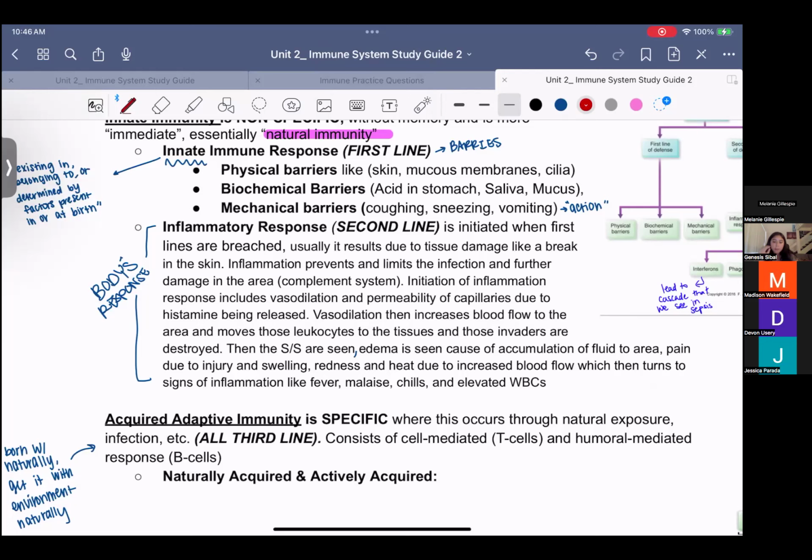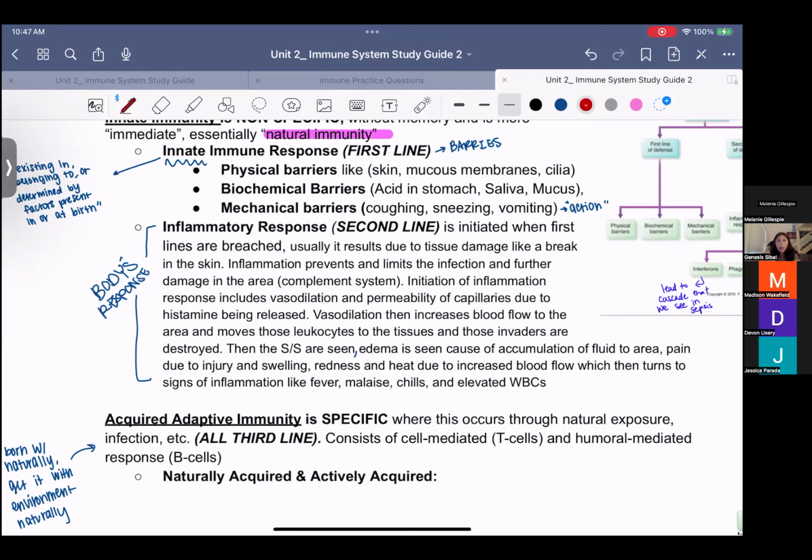Basically, initiation of the inflammation response includes vasodilation and permeability of capillaries due to the histamine being released. Again, histamine helps work with the inflammatory response. Vasodilation increases the blood flow, as we talked about, which moves leukocytes to the tissue so that invaders are destroyed. The bigger the vessels are, the more white blood cells can go to that site. As a result, if I were vasodilating, all of my red blood cells, white blood cells, and blood are going to that specific region.